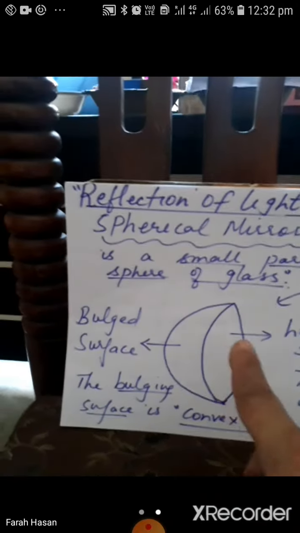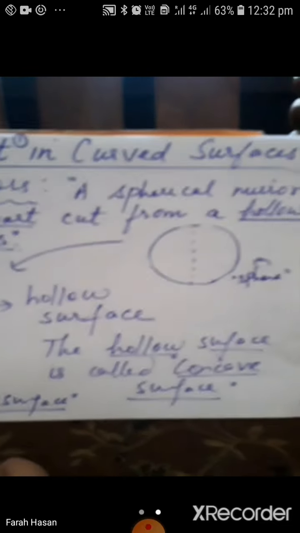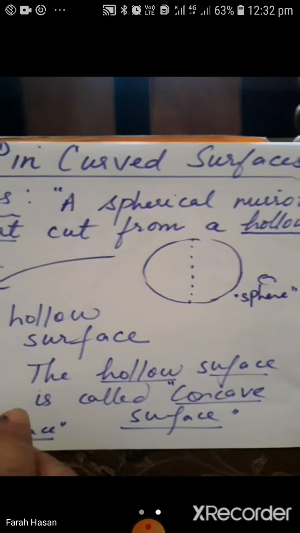Now, a spherical mirror is a small part cut from a hollow sphere of glass. Suppose this is a hollow sphere of glass over here, or you can take a ball, and if we take a small part of that ball, say this much, we see that it will have a bulged surface and also a hollow surface. So this bulging part of the surface is called the convex surface, and the hollow surface is known as the concave surface. So you understand now what is a spherical mirror?